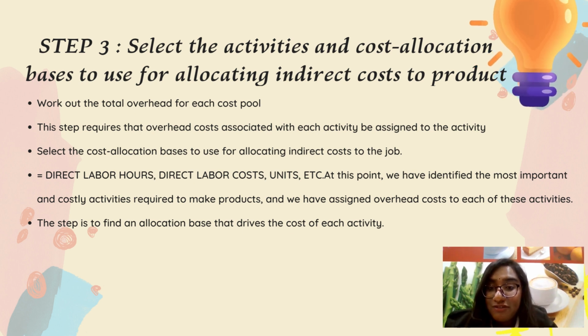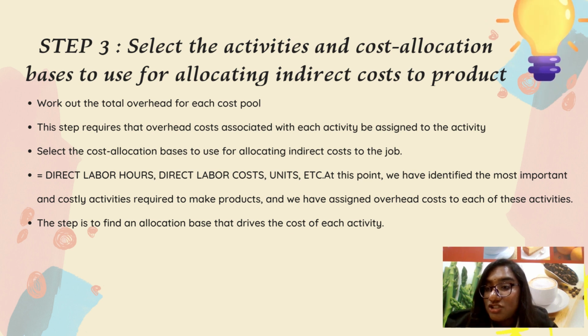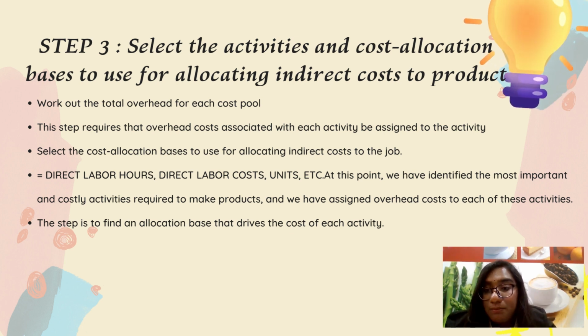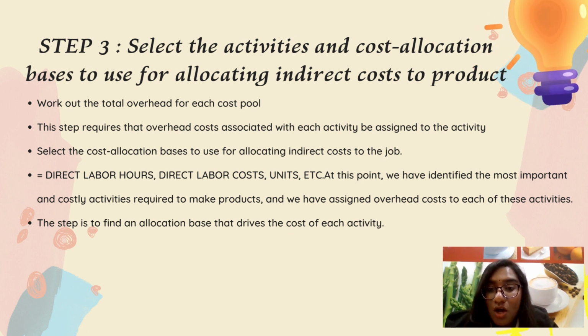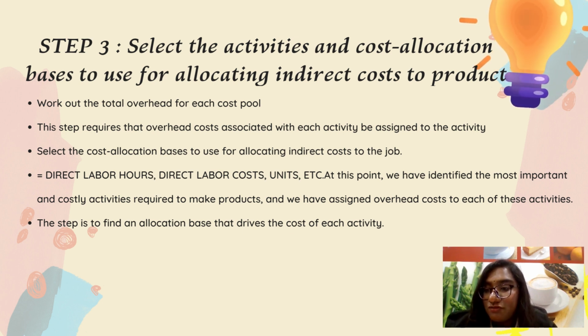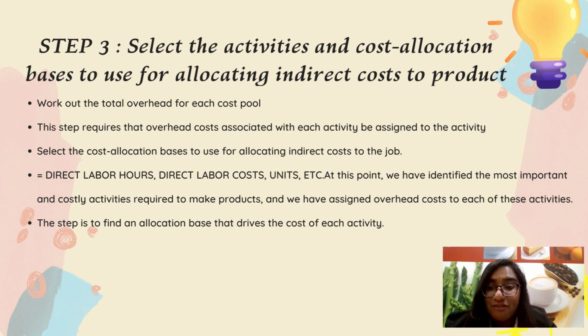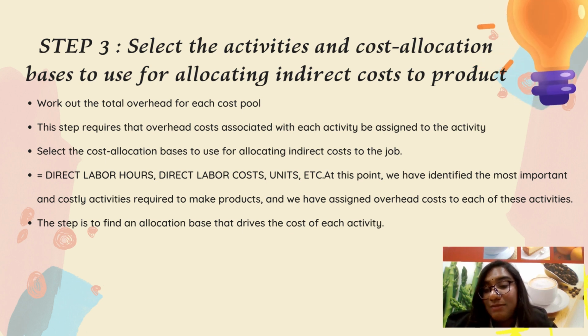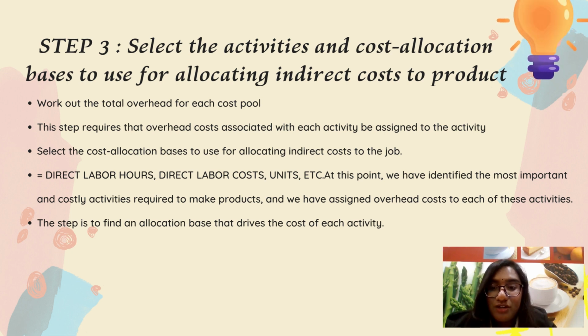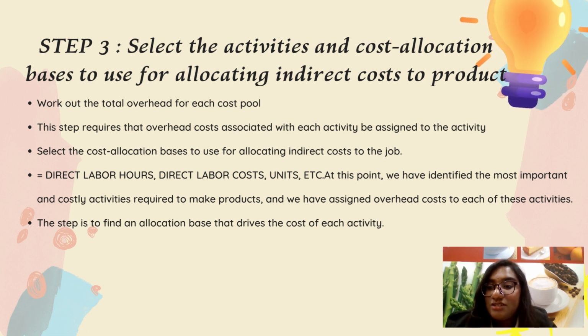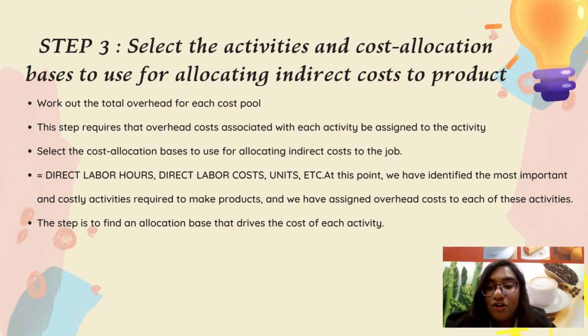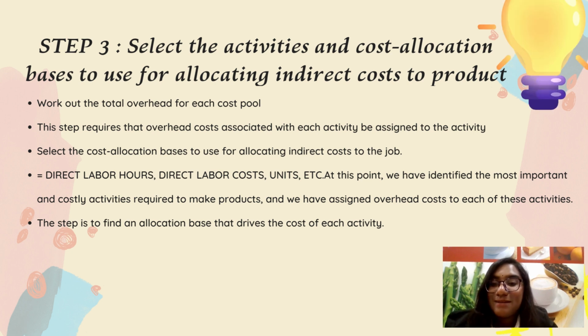At this point, we have identified the most important and costly activities required to make products, and we have assigned overhead costs to each of the activities. This step is to find an allocation basis that drives the cost of each activity. The information includes an estimate of the level of activity for each cost driver, which is needed by the predetermined rate for each activity. I hope step 3 is clear to you.